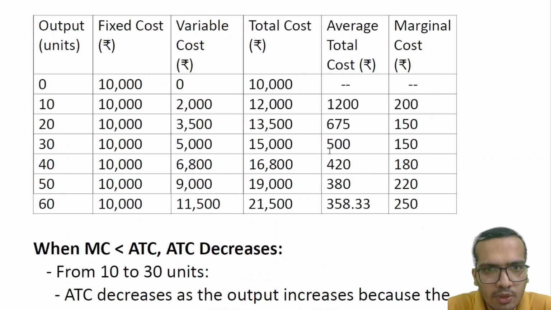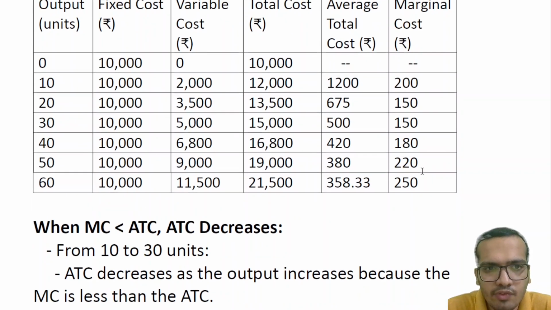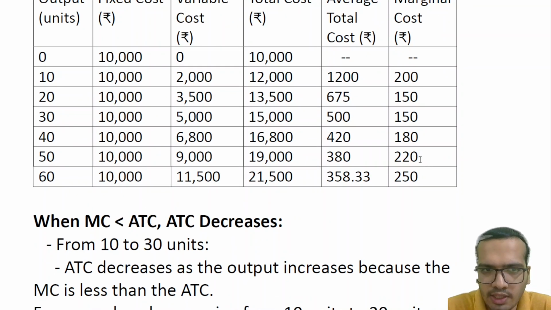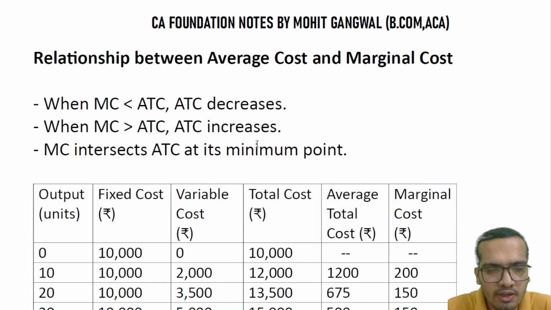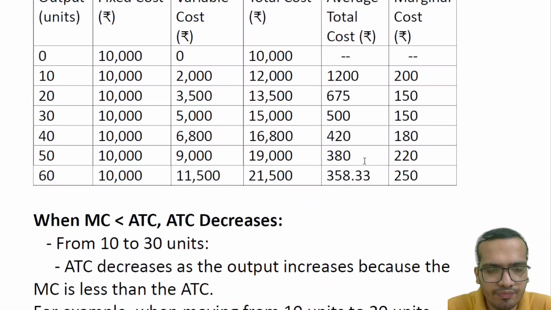In the second case it would be 13,500 minus 12,000 divided by 10, it will be 150. In the third case also it will be 150. In the fourth case it is 180. In the fifth case it is 220, and lastly it is 250. Now we will be trying to analyze the data.